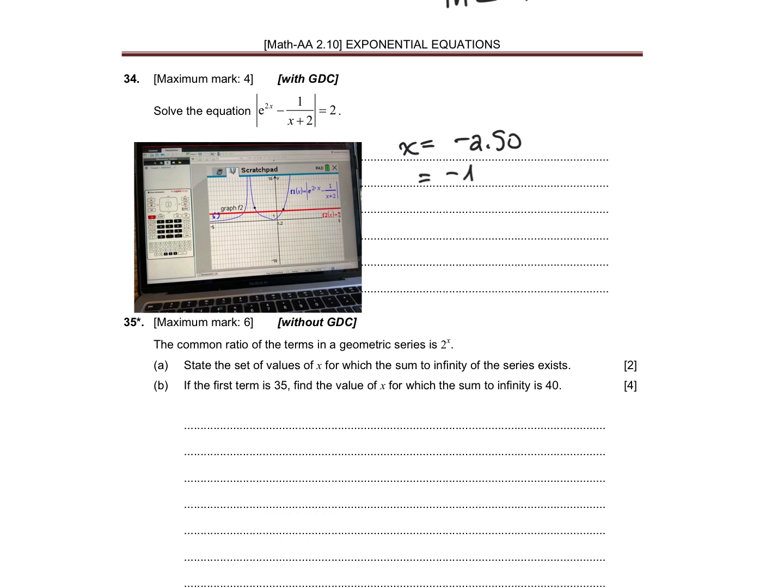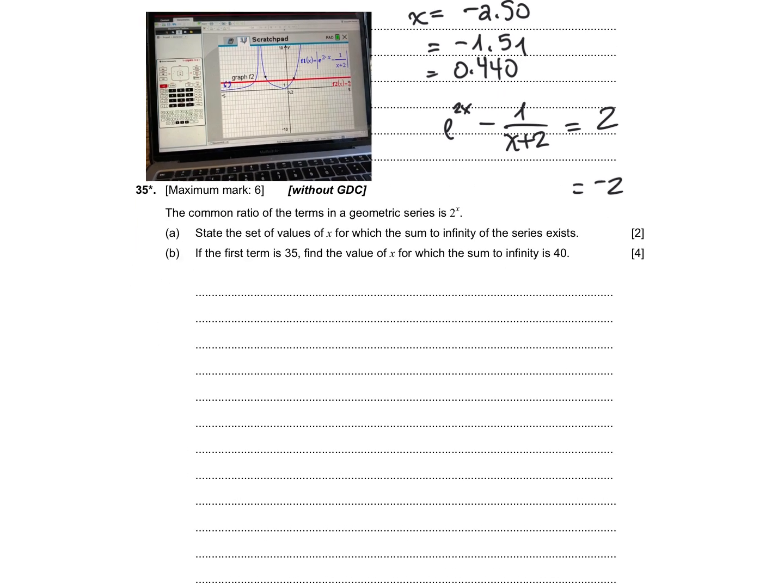or negative 1.51 or 0.440. The other way you can do that, just when we get into absolute value, is you could have just graphed this equal to 2 and that equal to negative 2 and found the intersections.